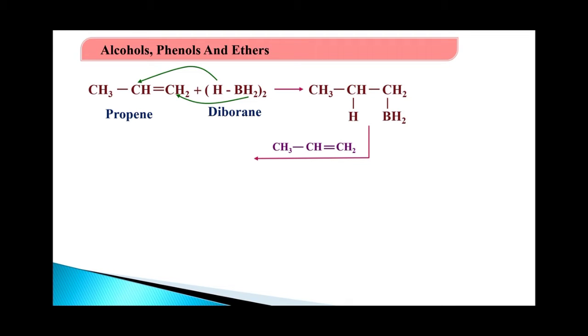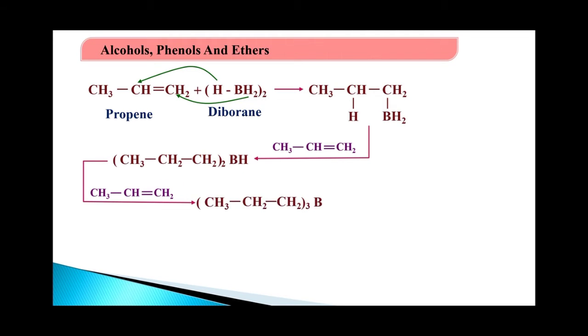Now I will take one more propene. I will continue because the intermediate which is formed again contains the CH2 which can split off H minus. What am I going to get now? Hydrogen will attack CH again. So the product formed will be (CH3 CH2 CH2) twice BH. When we continue the same for the third alkene, we are going to get (CH3 CH2 CH2) thrice B, that is a trialkyl boron compound.